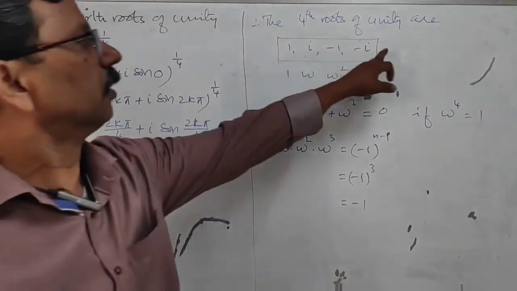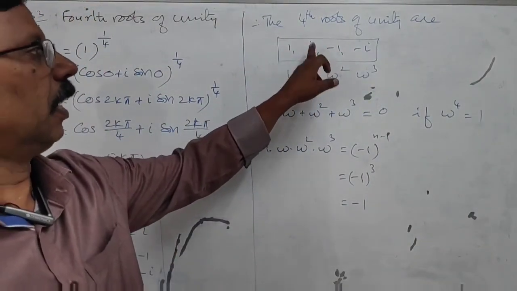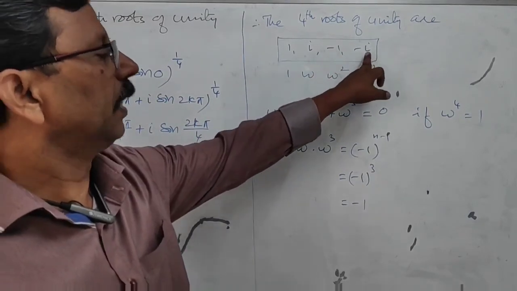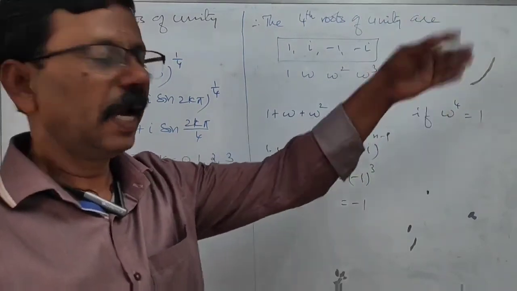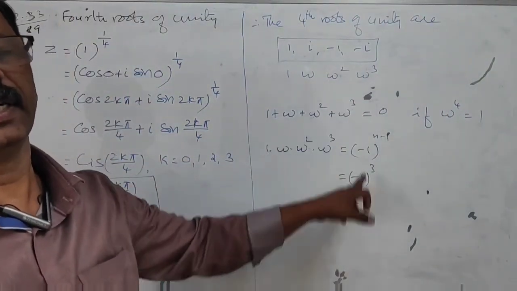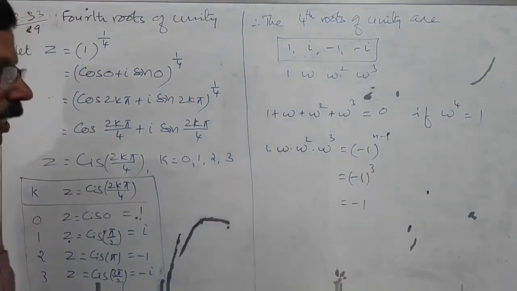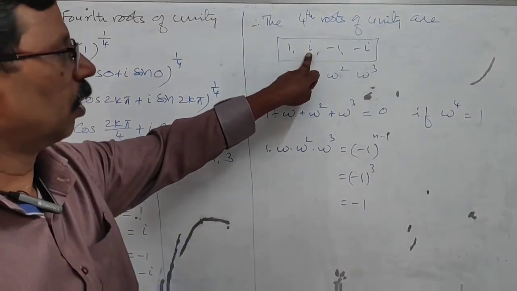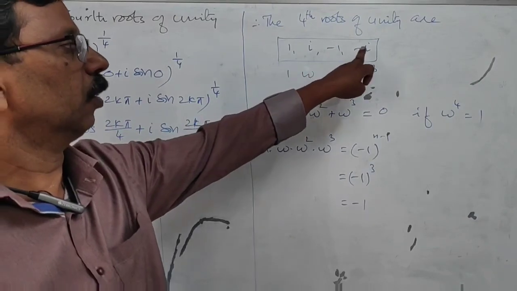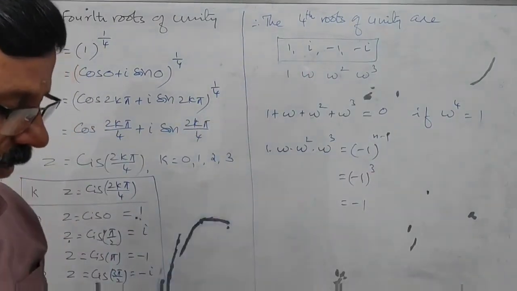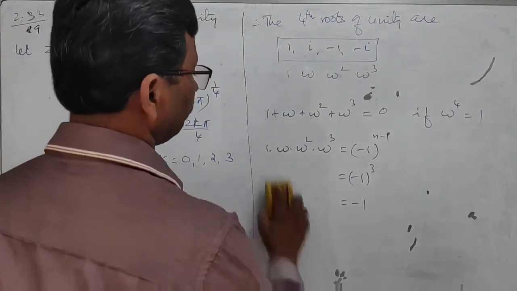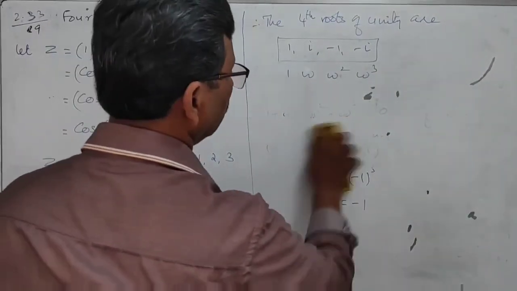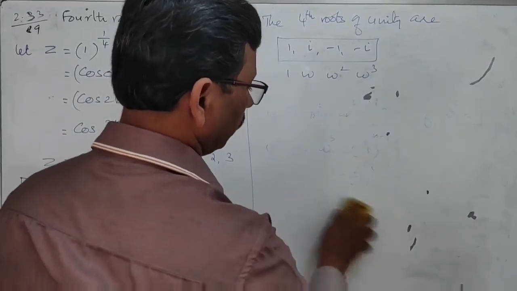Now, if you multiply all these things, 1 into i into minus 1 into minus i, we get i square, equal to minus 1. Like this you can check each and everything. And also these are the 4 points: 1 comma 0, 0 comma 1, minus 1 comma 0, and 0 comma minus 1. All these form the vertices of a square on the unit circle.